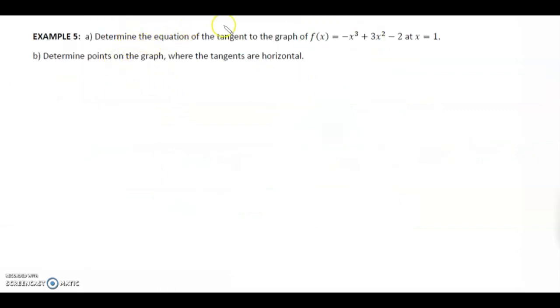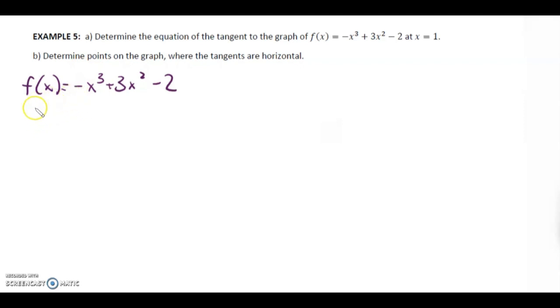Example 5, determine the equation of the tangent to the graph of f of x equals negative x cubed plus 3x squared minus 2 at x equals 1. Okay, let's do that first. So I'm just going to rewrite f of x equals negative x cubed plus 3x squared minus 2.